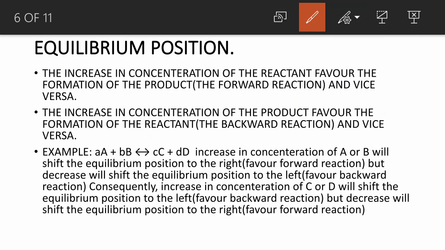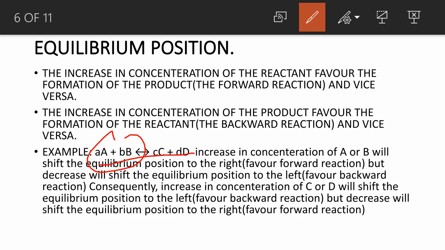Let's note some other things here. Look at this example, aA plus bB giving us cC plus dD. An increase in concentration of A or B will shift the equilibrium position to the right. That means it favors the forward reaction.